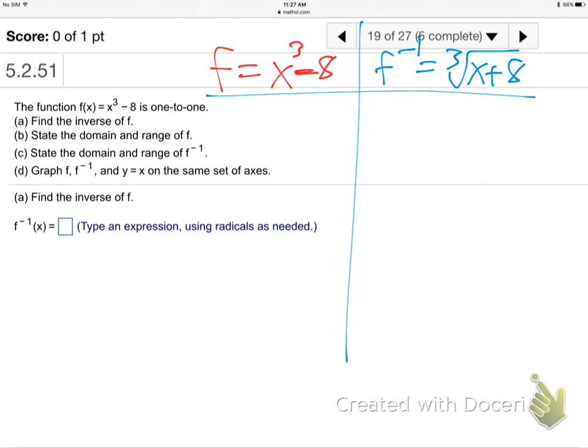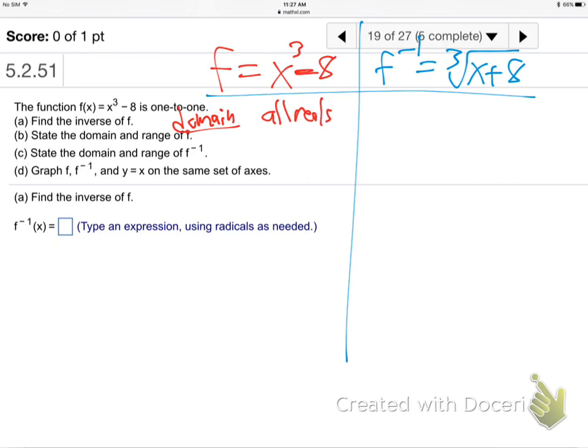Now what we want to do is find the domain. Let's start with the domain. What's going to be the domain for x to the third power minus 8? No problems. There's no denominators and there's no square roots. That's all we look for, problem areas. So all reals, everything's fine.